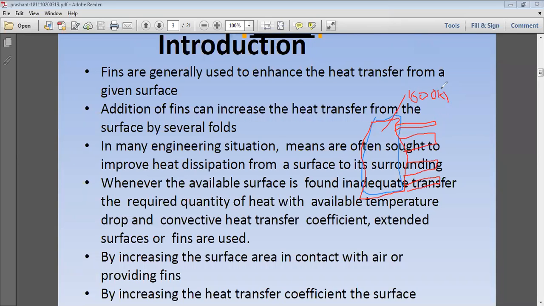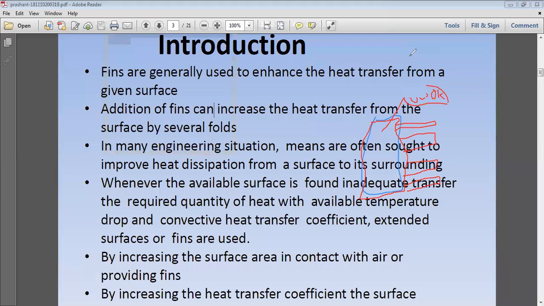What will happen if it is permitted to stay at the same temperature in the cylinder? It will lead to damage of the entire material of the cylinder. It can withstand up to 1100 Kelvin only. So this excess temperature can be dissipated to the outside through the fins, through the extended surfaces. So the addition of fins can increase the heat transfer from the surface by several folds.